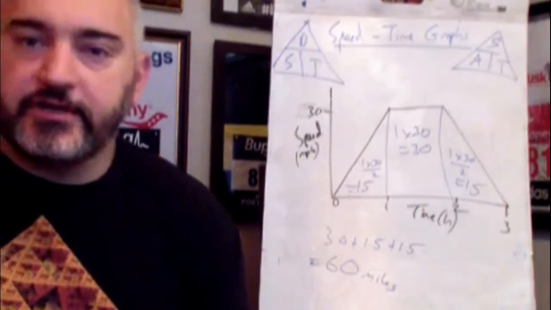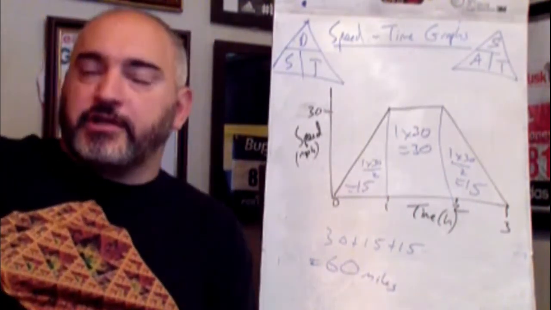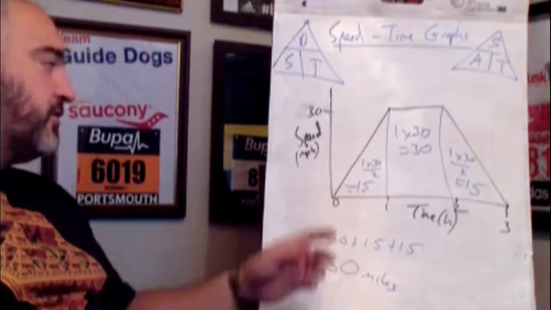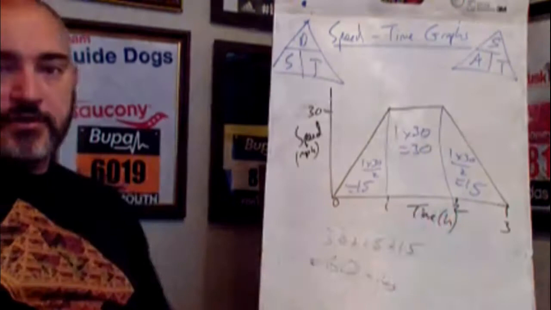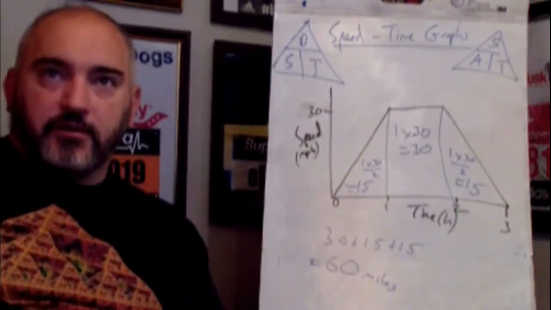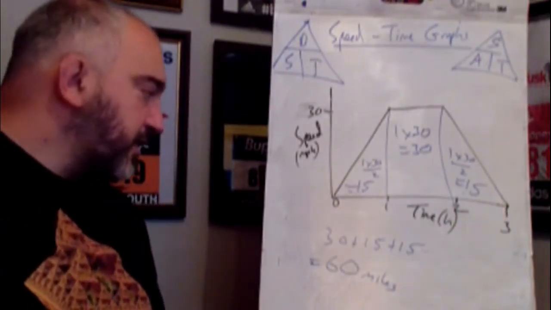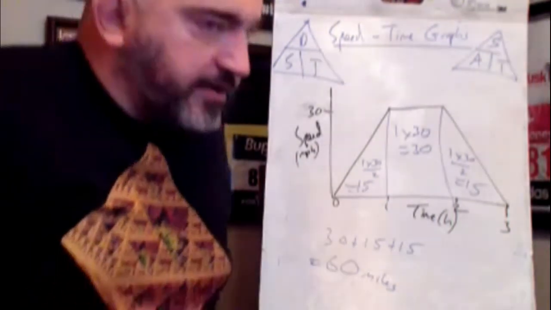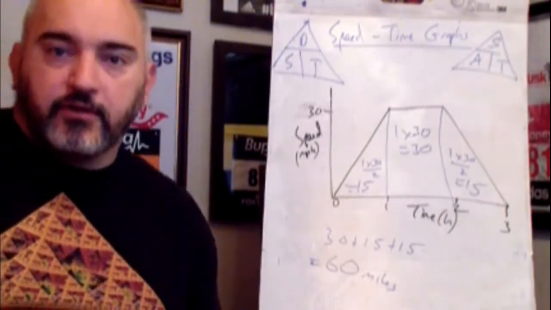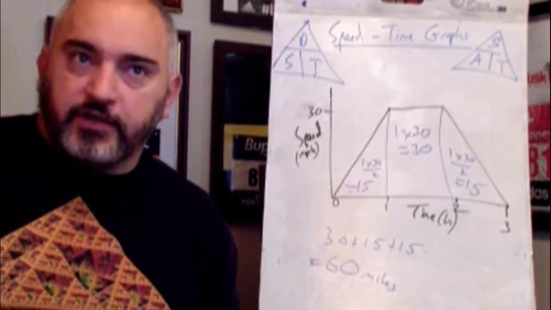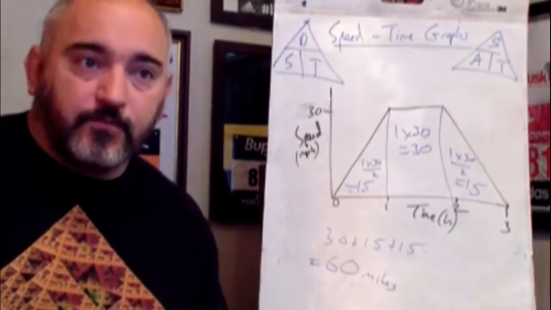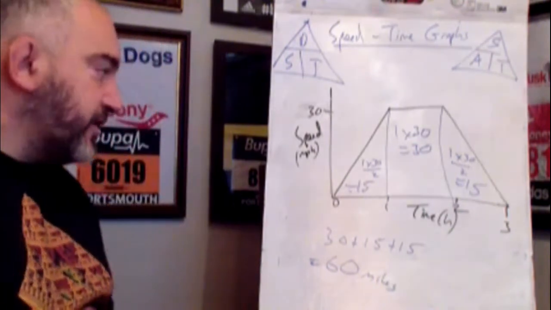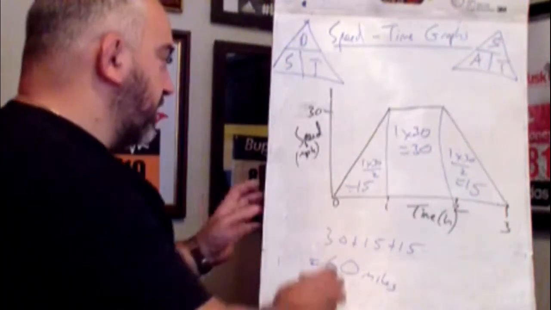The reason it's 60 miles and not 60 meters or 60 kilometers is because the units here are miles per hour on this axis and hours on this axis. Okay, so that's how you find the distance from the speed time graph when you've got straight lines. Now straight lines are easier to work with because the shapes are easier to work with.